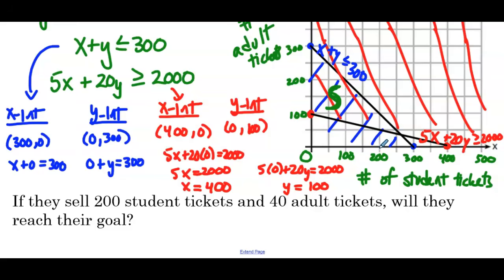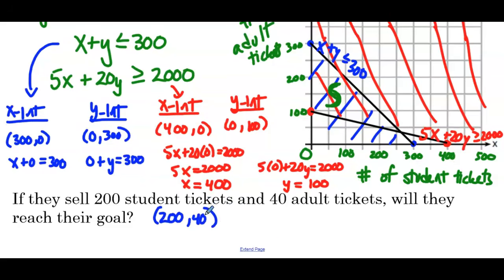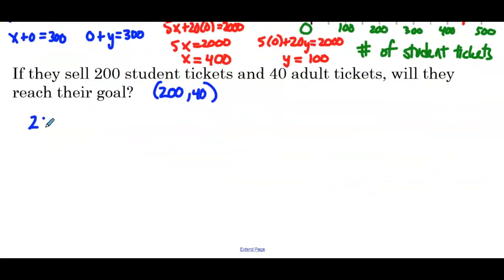So 200 student and 40 adult tickets. So that's like right here, and it's tough to tell off of the graph. And they probably did this on purpose so that we had to check it in another way. So that way is going to be plugging the point 200, 40 into our system of inequalities. So is 200 plus 40 less than or equal to 300? Is 240 less than or equal to 300? It is. So they didn't sell too many tickets.